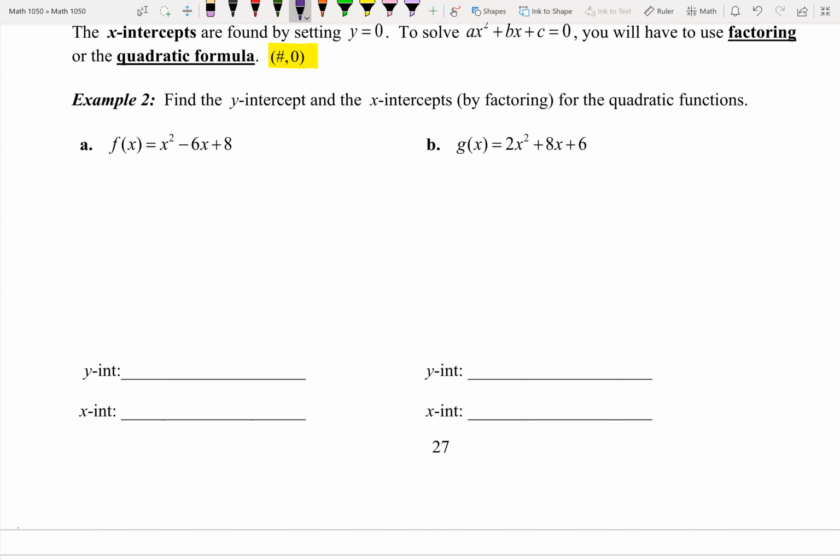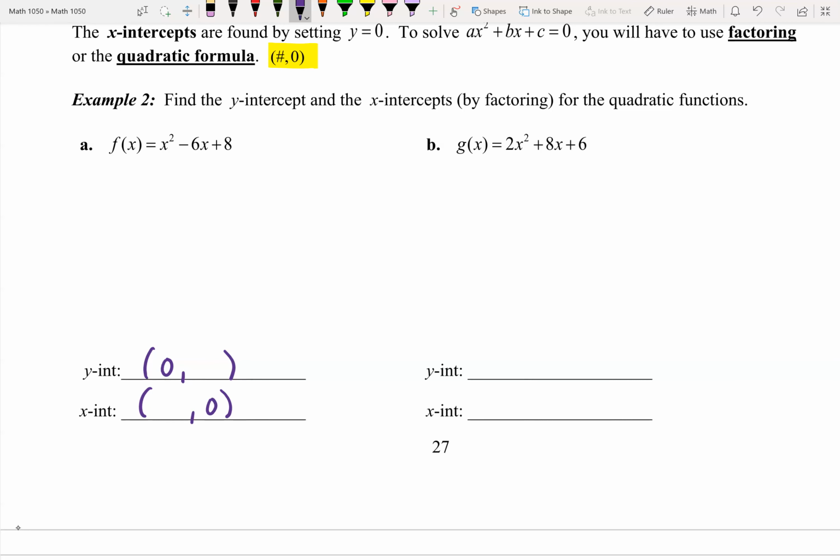What I like to do, because we were so picky on how you write things, when I start the problem, look what I do. I say my y-intercept, I'm going to let x be a 0, and my x-intercept, I'm going to let y be a 0. Which one's easier to find, the y-intercept or the x-intercept? The y for sure. I'm not even going to make you show any work.